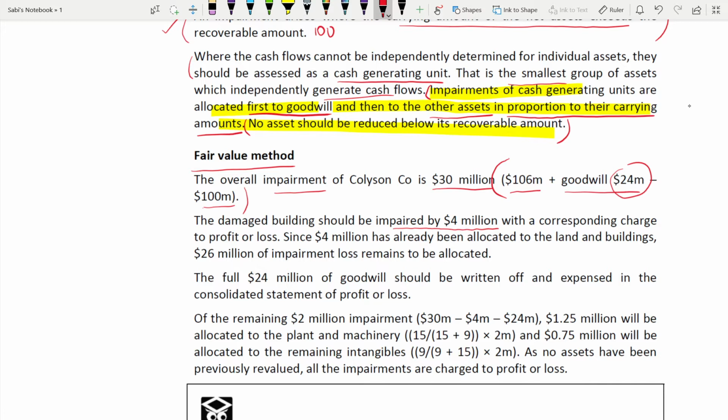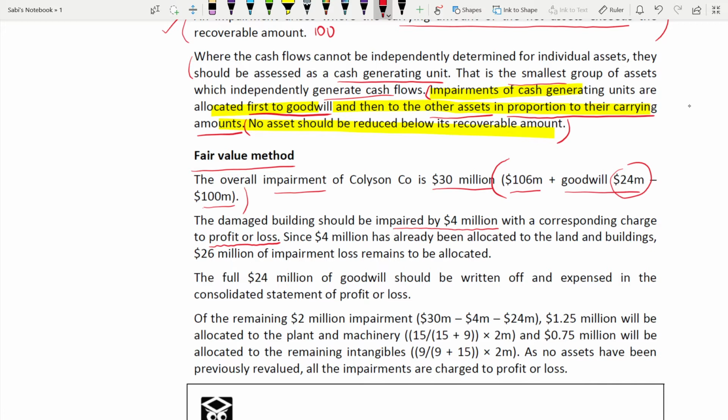Okay, so the damaged building impairment will be with a corresponding charge to where? P&L. You have to say where it will go. Why? Because in the end, the requirements say show the effect on the consolidation. Consolidation accounts means what? Consolidated profit and loss and consolidated financial statements. So you have to show where this impairment will go. Impairment goes where? Impairment is a loss. It will go to P&L. It's an expense.